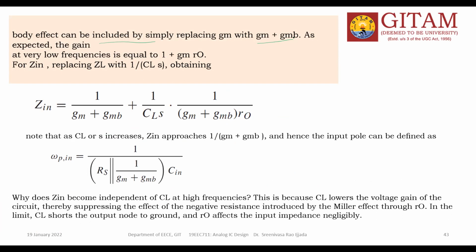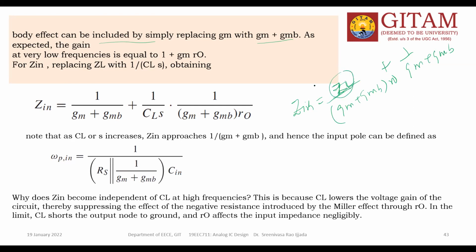Then this is already, you know, our Z in equation. Input impedance is what? ZL by (gm plus gmb) into R naught plus 1 by gm plus gmb. This is the equation. Earlier, already we know the Z in equation for the common gate configuration, where I told you this ZL value.